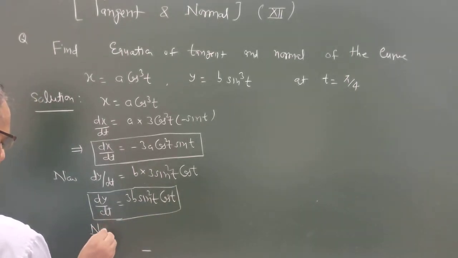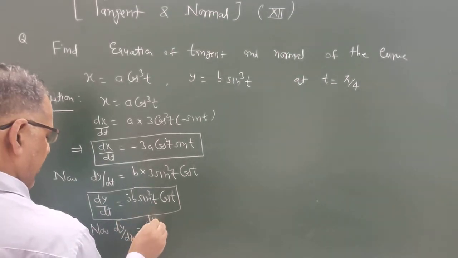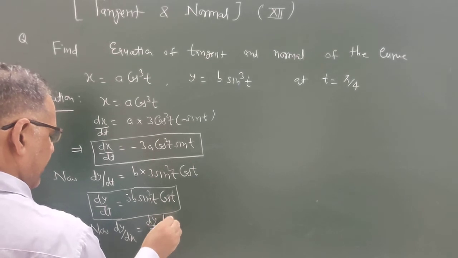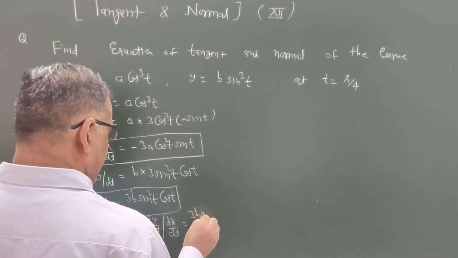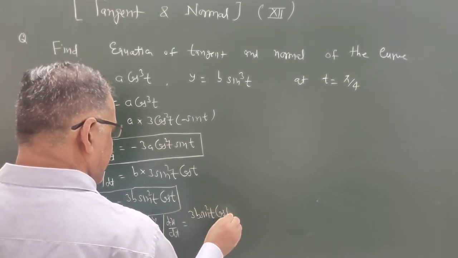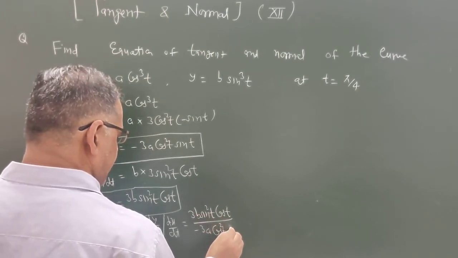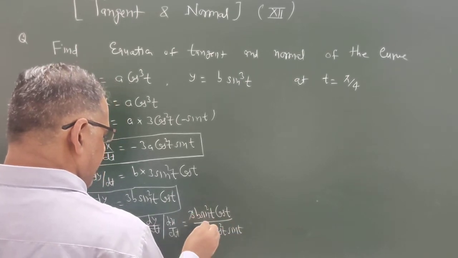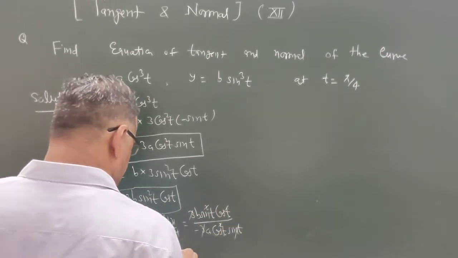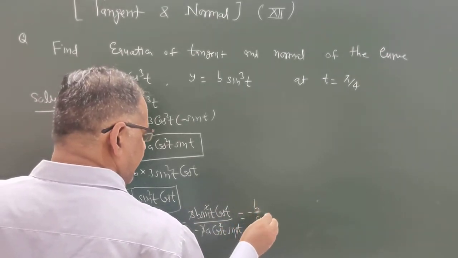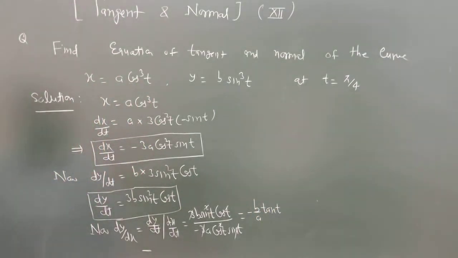Now dy upon dx is equal to dy upon dt upon dx upon dt. That means 3b sin square t cos t upon minus 3a cos square t sin t. 3 and 3 cancel out, sin t cancels out, cos t cancels out. This becomes minus b upon a tan t. This is the value of dy over dx.